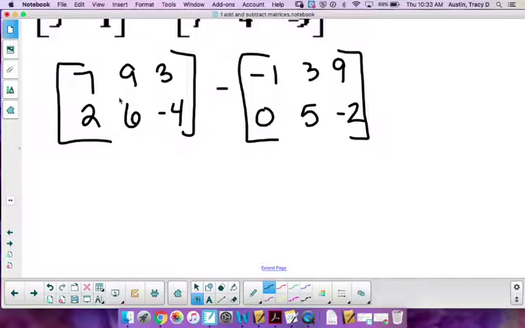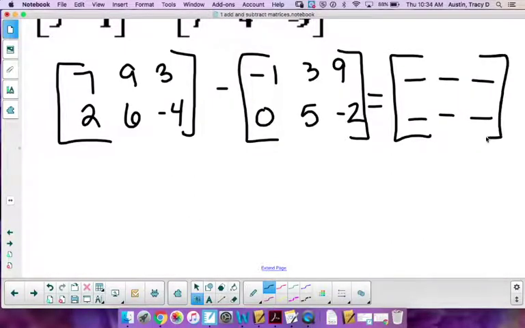Okay, so we have a 2 by 3 and a 2 by 3, so the answer is going to be a 2 by 3. And we're just subtracting again, element to element. Okay, so 7 minus -1. So we are subtracting, so you have to make sure you're subtracting all your pieces. So 7 minus -1 is 8.